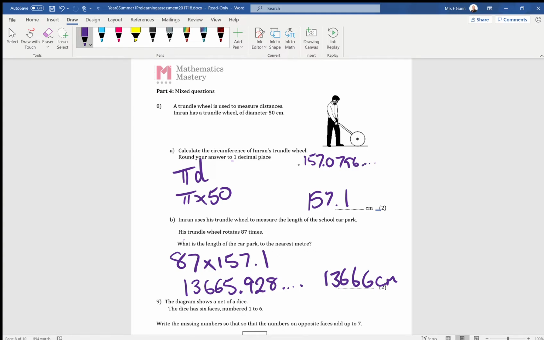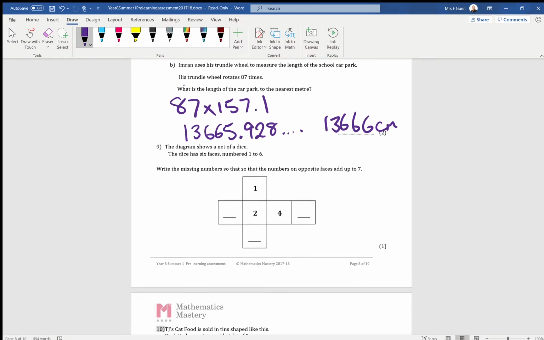or 136.66 metres. Interestingly, if I had used the 157.1 and times that by the 87, I'd have got the answer 13667.7, which would have rounded to 13668. So there is a slight difference. It doesn't matter. You'll get the mark either way.